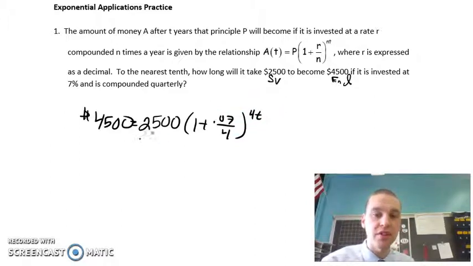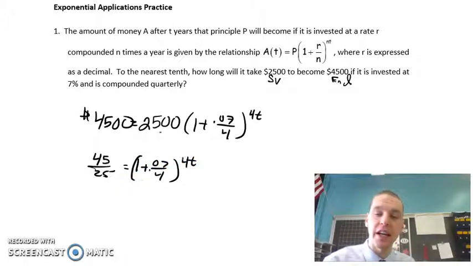So the first thing we have to do before anything else is divide the 2,500 over. So you're going to get 45 over 25, the zeros will cancel each other out, equals 1 plus 0.07 divided by 4 raised to the 4t. You'll notice that I'm not simplifying. The calculator can do it all.